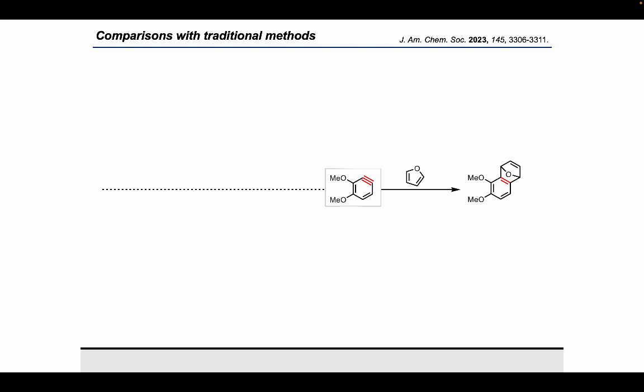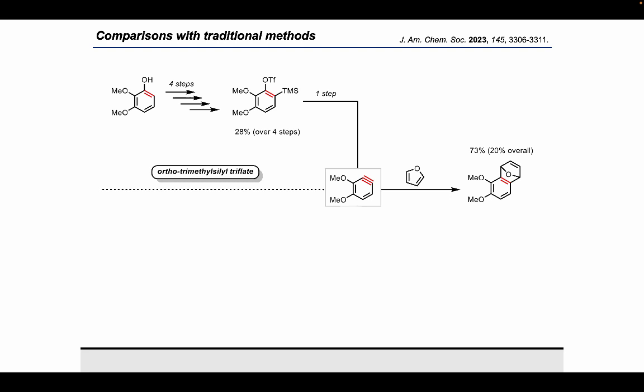Starting from commercially available 1,2-dimethoxyphenol, the corresponding ortho-silylaryl triflate was generated in 28% yield over 4 steps. The product was then treated with fluoride in a final step to afford the desired oxabicyclic compound in 73% yield, with an overall yield of 20% from the phenol.